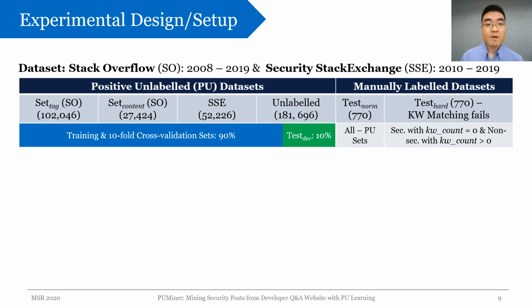To set up our experiments, we have PU and manually labeled datasets. We extract 90% of such PU data for training and validation, and the remaining 10% is for testing, namely test depth. Besides test depth, we also have manually labeled test norm and test hard to evaluate PUMiner explicitly using both positive and negative labels. Test hard is designed specifically so that the keyword matching heuristics presented earlier would all fail.